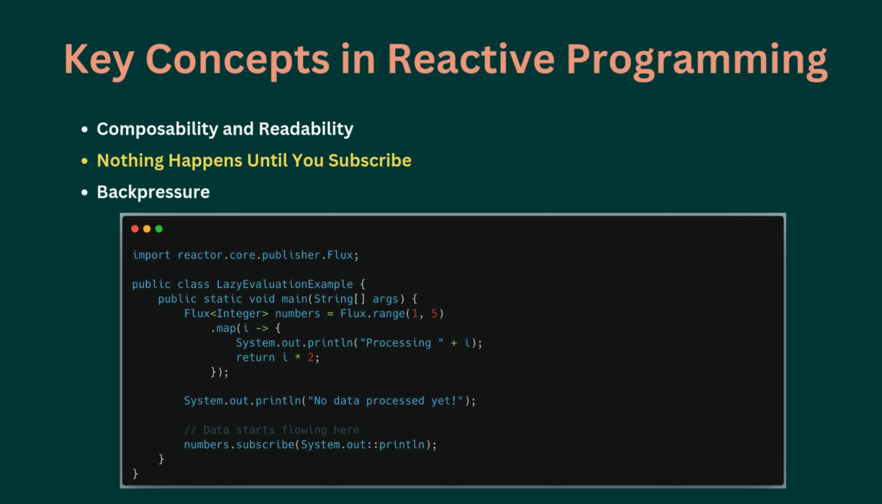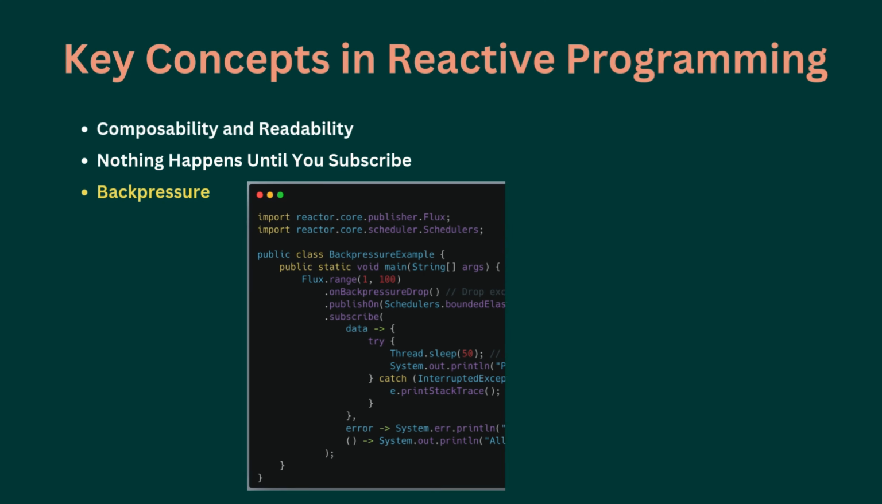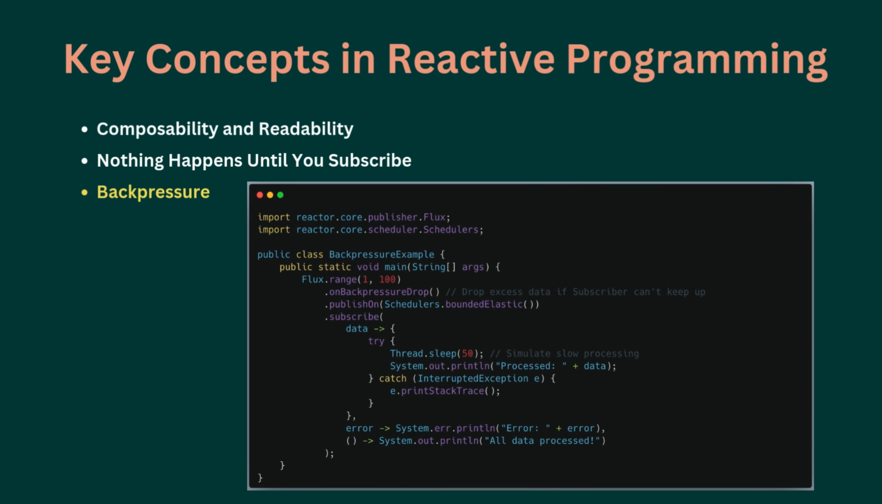Back pressure is the ability of a subscriber to control the rate at which it receives data from the publisher. Imagine an assembly line slowing down to prevent overloading a worker. In the example, the subscriber processes data at a slower pace, which is 50 milliseconds per item. The onBackpressureDrop operator ensures that excess data is dropped instead of overwhelming the subscriber. This prevents an out-of-memory error or slow performance.